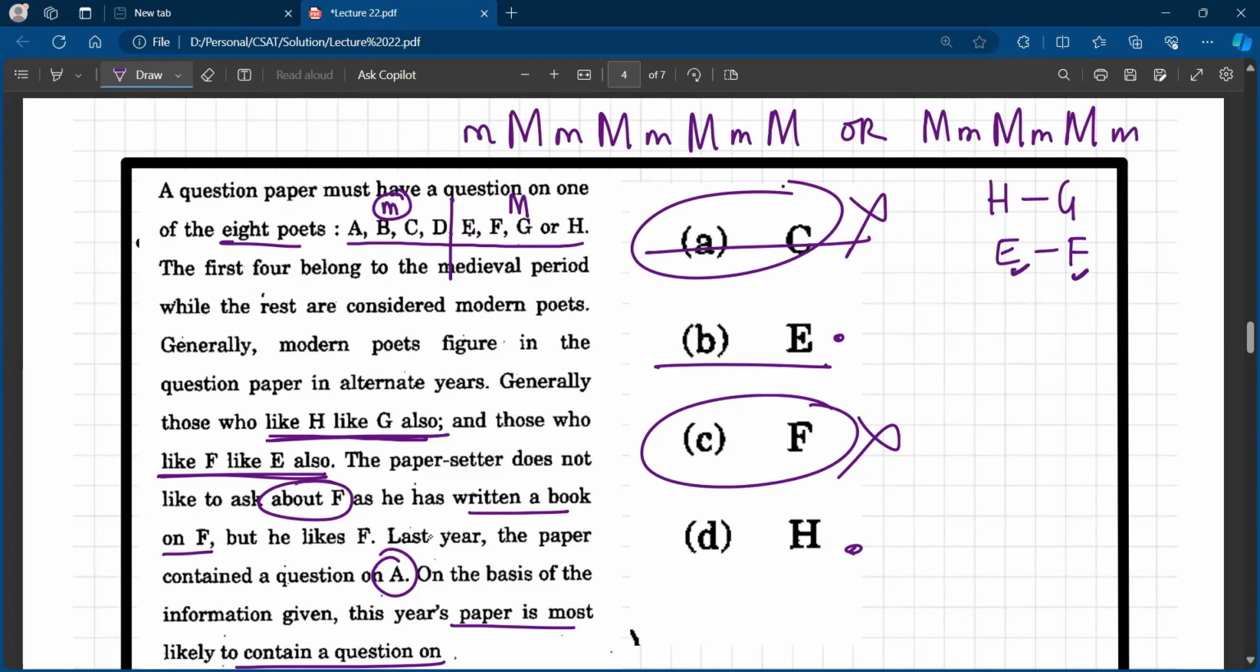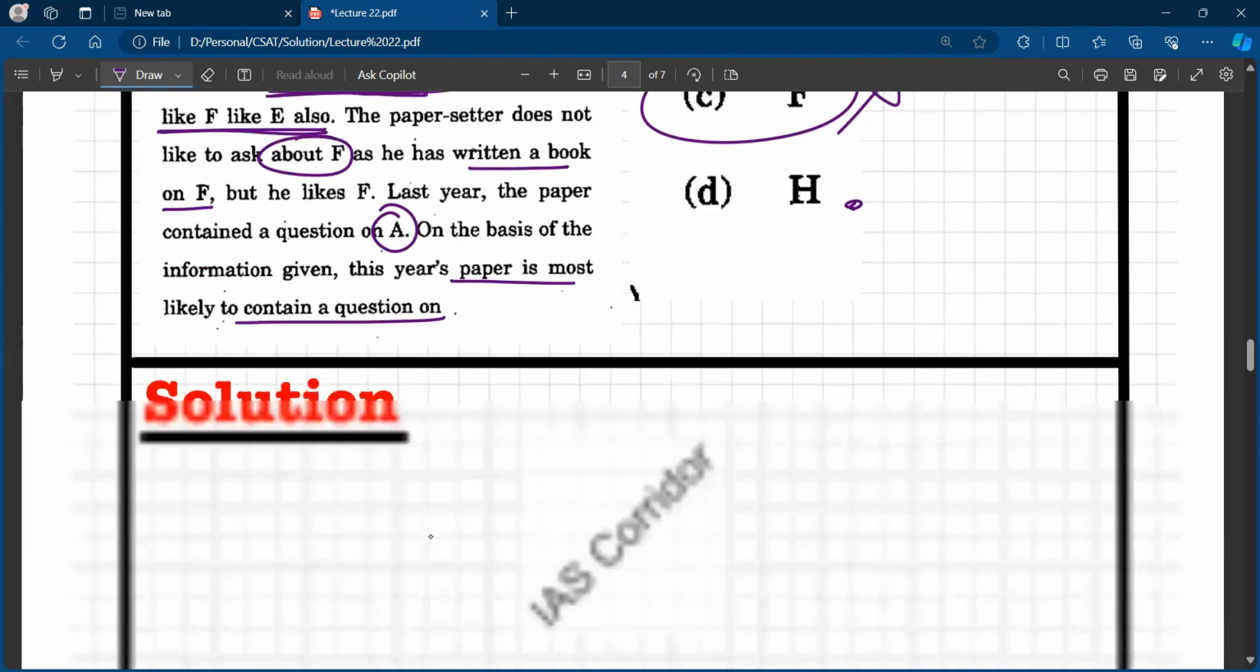A question setter cannot give F because the person has written a book on F but likes E. So your answer would be E. Because you have two possible choices, that is E and H. Out of that, which one will the examiner, the paper setter, choose? The paper setter will choose the question on the topic that the paper setter likes. So there are two things, E and F. But he doesn't want to give the question on F because the person has written a book on it. So the answer would be E, which is the best possible answer in this case.